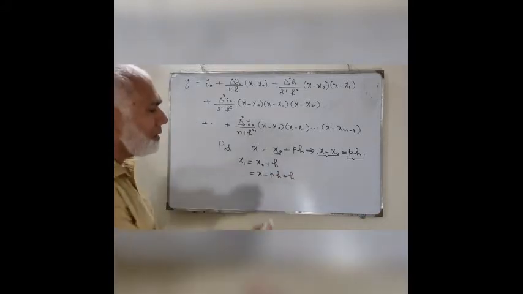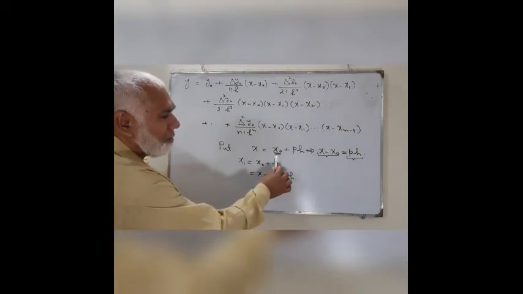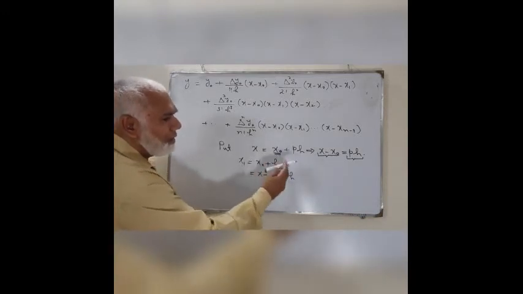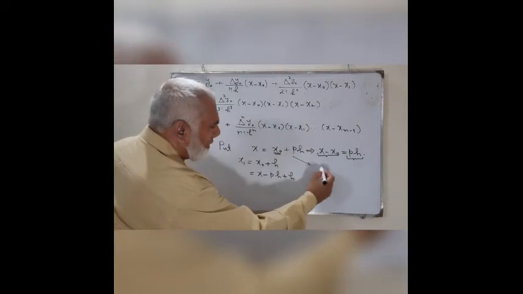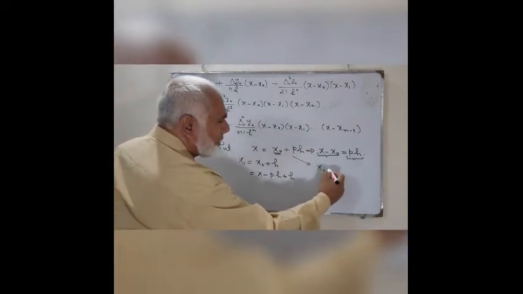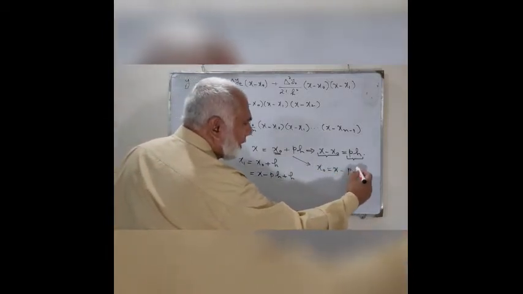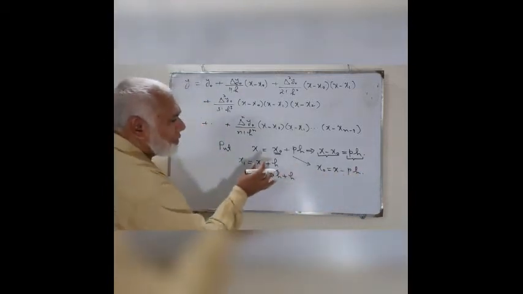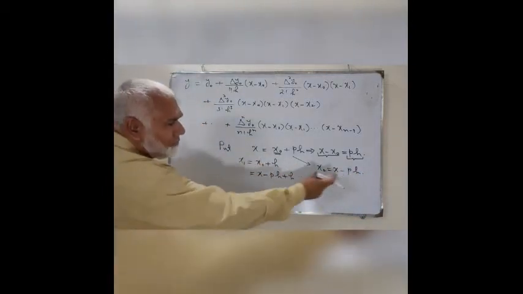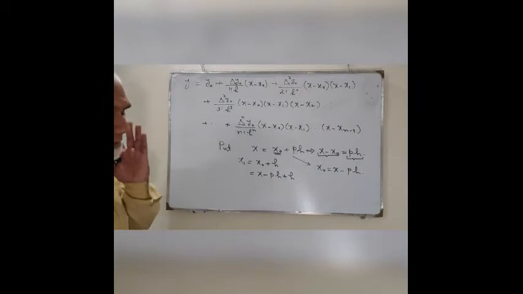I repeat it. Here you have x0. I have shifted this to the left side. Let me do this work here. Here we get x0 equals x minus pH. So I have substituted x0 over here with this, and we got this result.